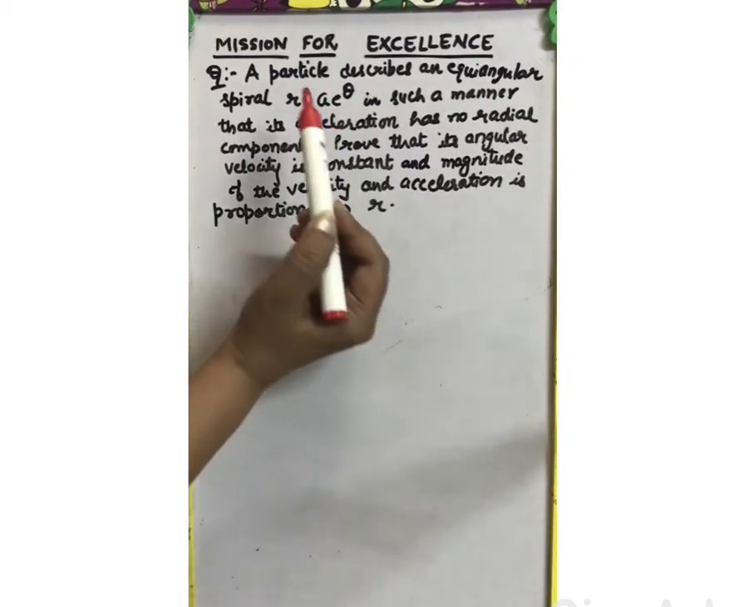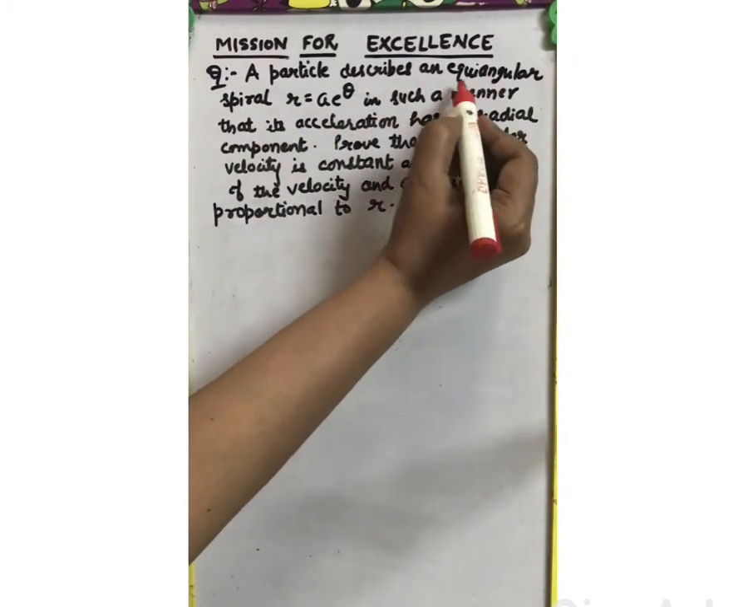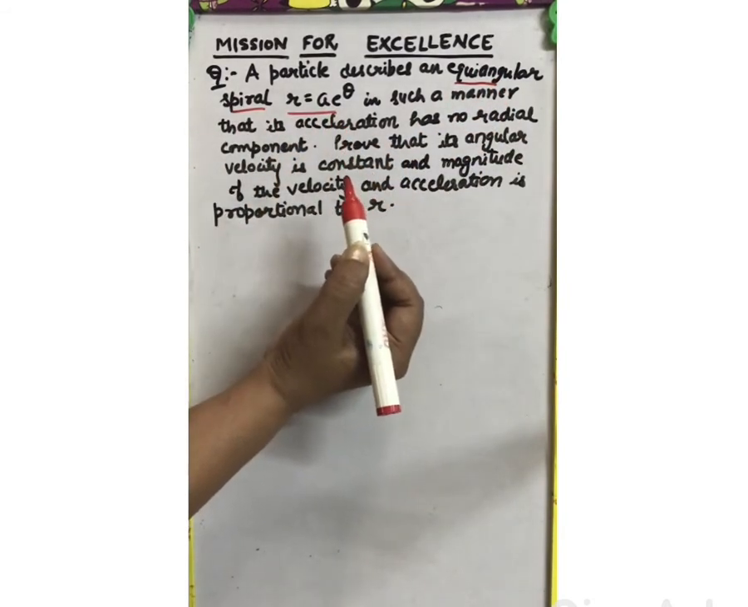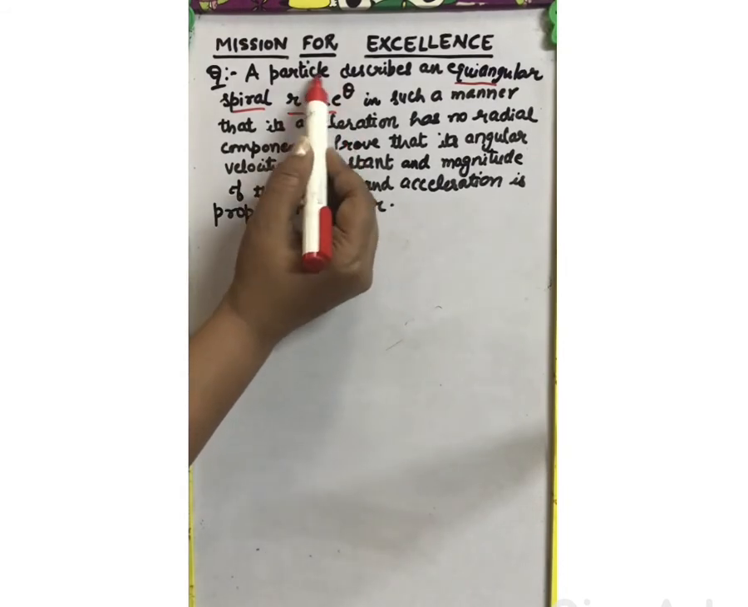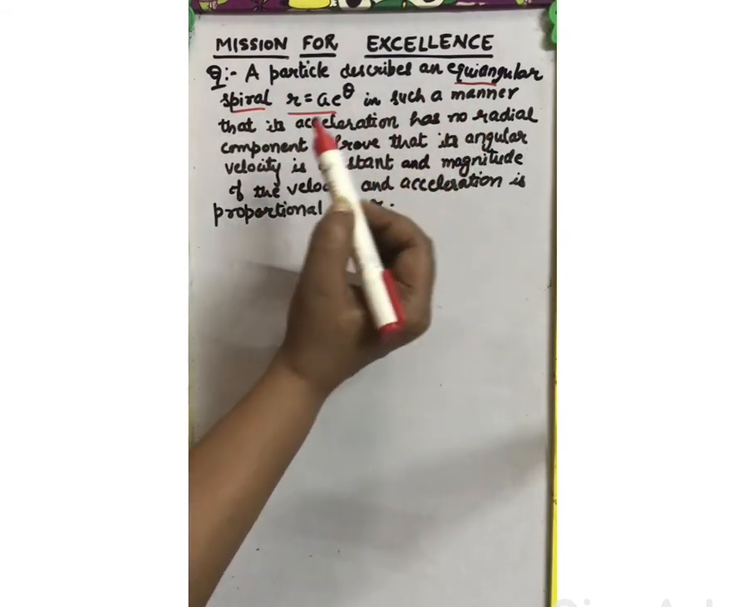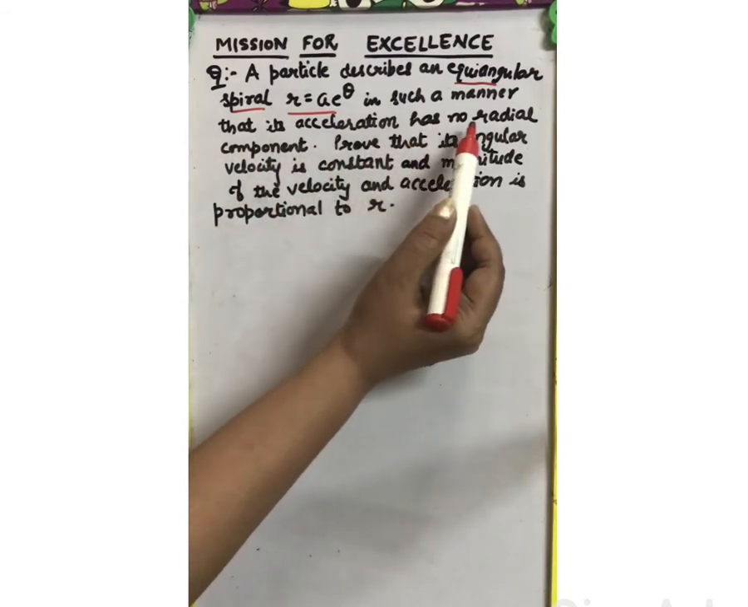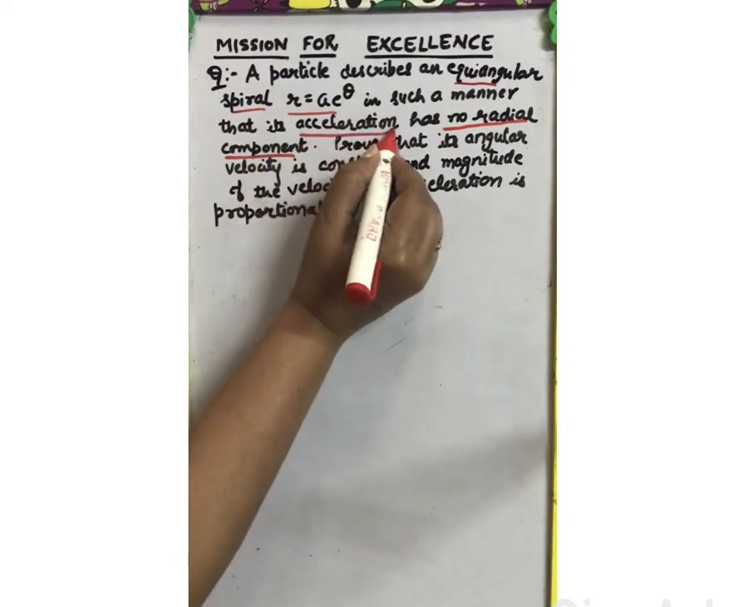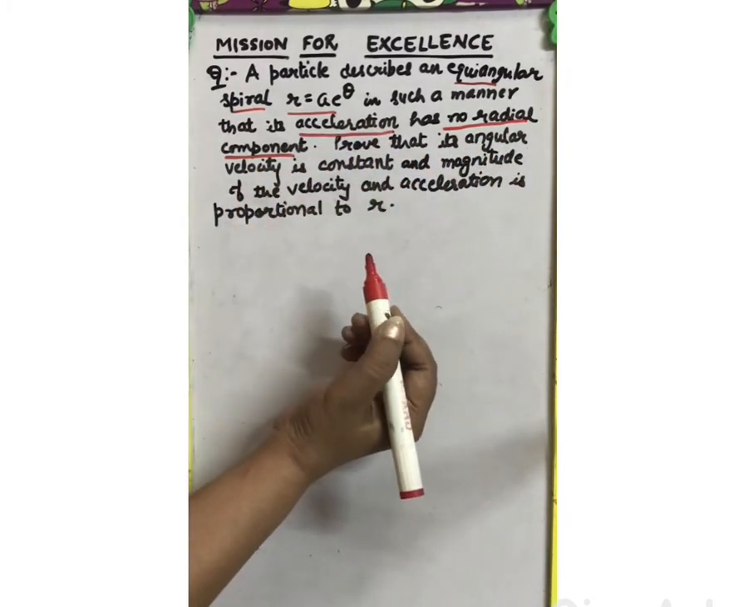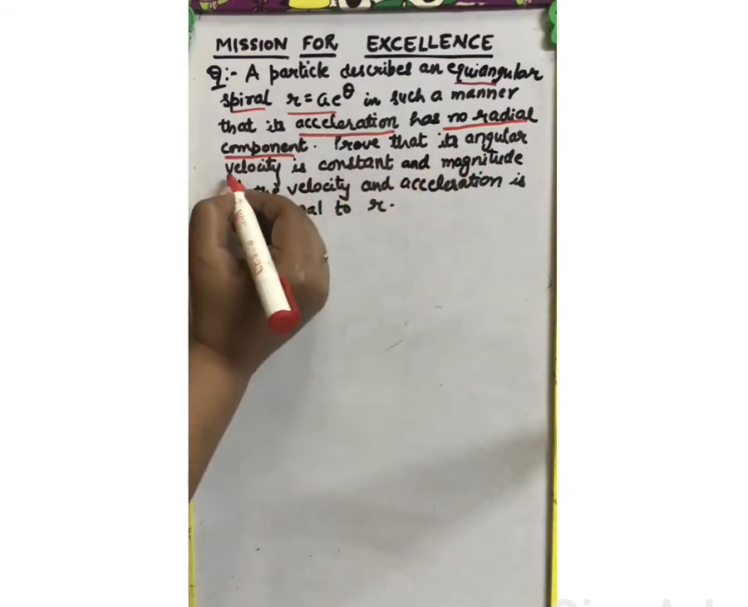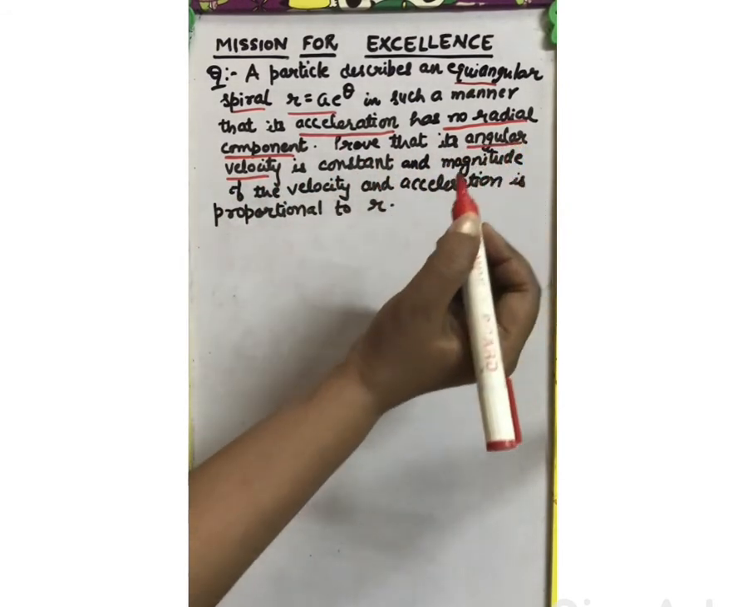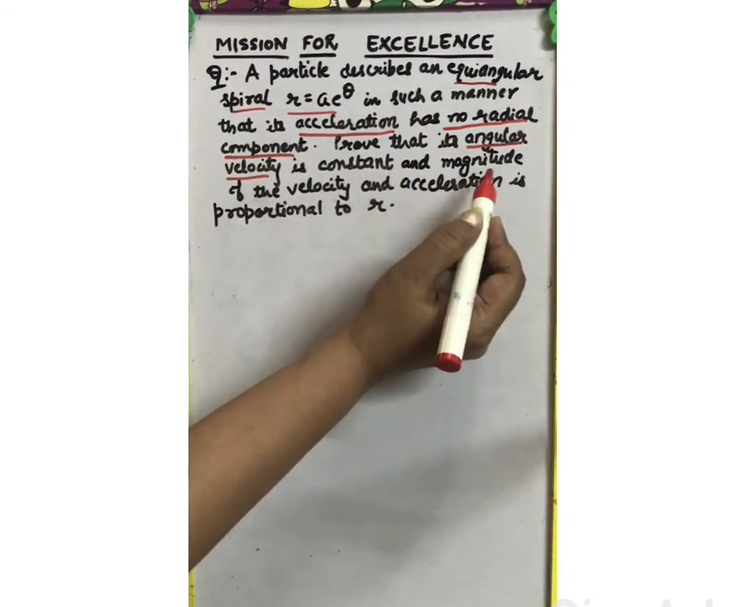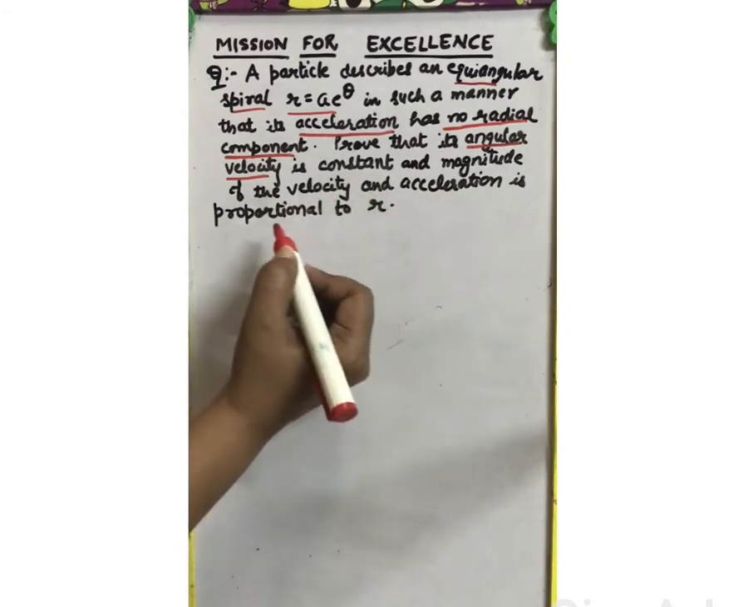The question is, a particle describes an equiangular spiral r equal to a e raised to power theta. This is the equation of the spiral, in such a manner that its acceleration has no radial component. It means there is no radial acceleration. Value of radial acceleration is 0. Now prove that its angular velocity, we denote by omega, that is d theta by dt, is constant, and magnitude of the velocity and acceleration is proportional to r.